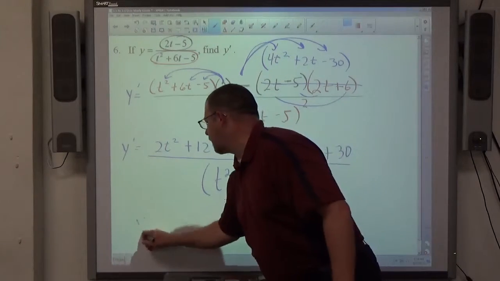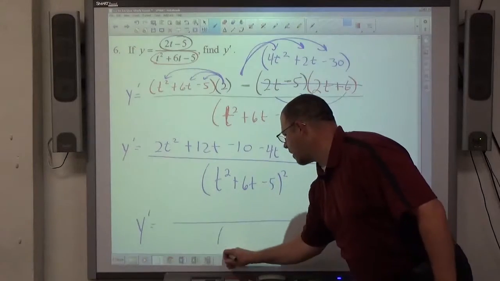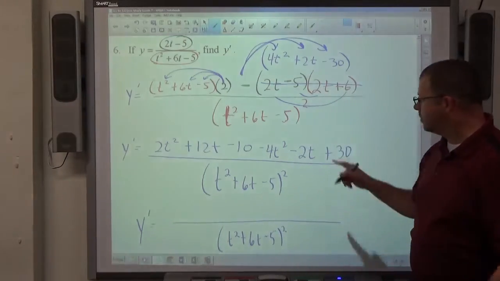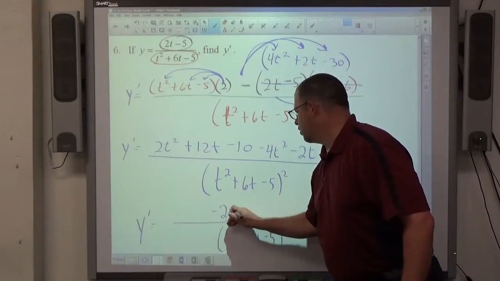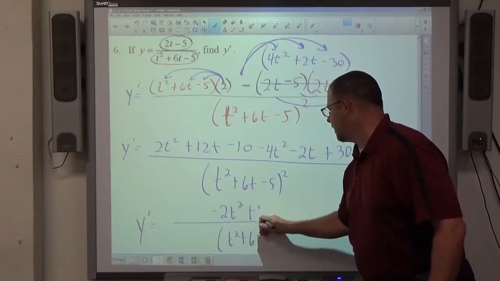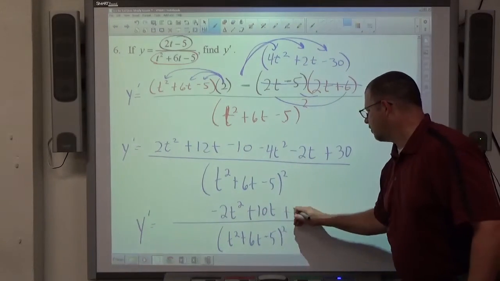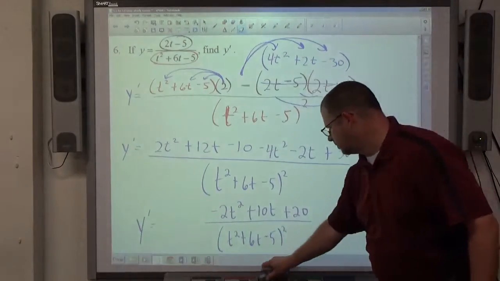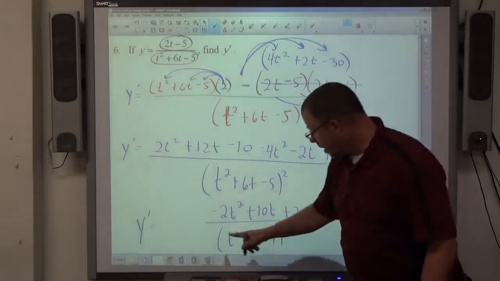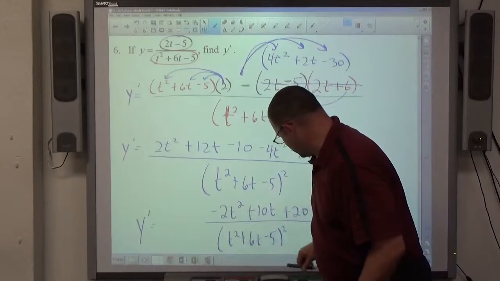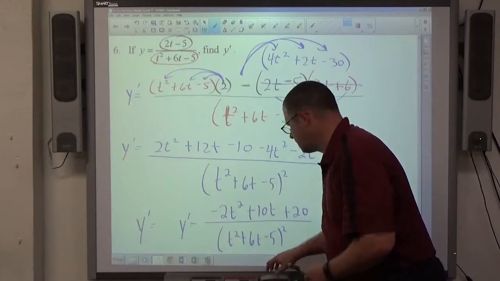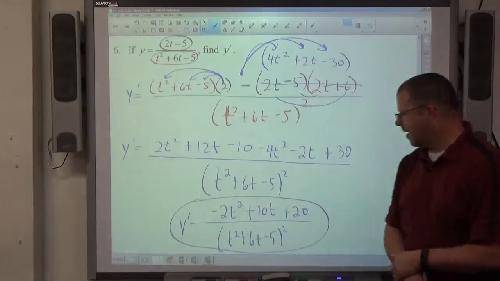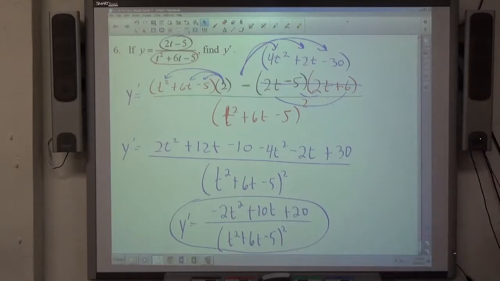So the final step then is to combine like terms on top. Again, the bottom's going to stay t squared plus 6t minus 5, the quantity squared. The top, 2t squared minus 4t squared is negative 2t squared. 12t minus 2t is plus 10t. Negative 10 plus 30 is positive 20. Some of you might notice that every number on top divides by 2. There's no number on the bottom that divides by 2 outside that parenthesis, so I don't even look to try and reduce it. Made my quotient bar a little too big there. So that's the answer.